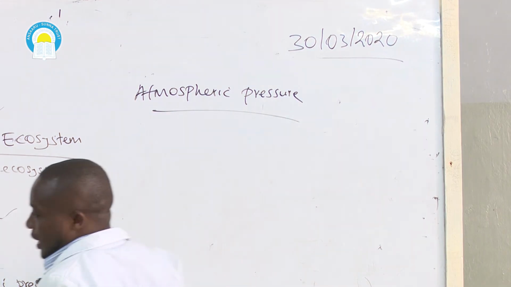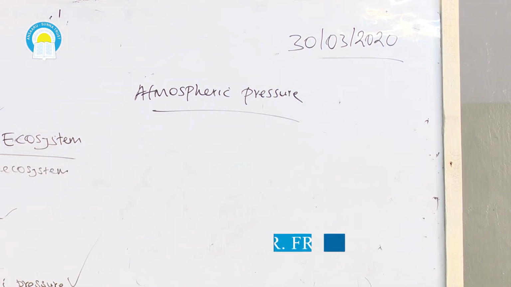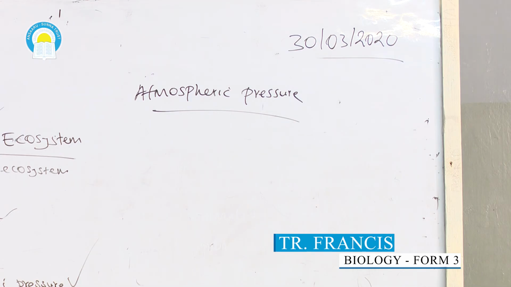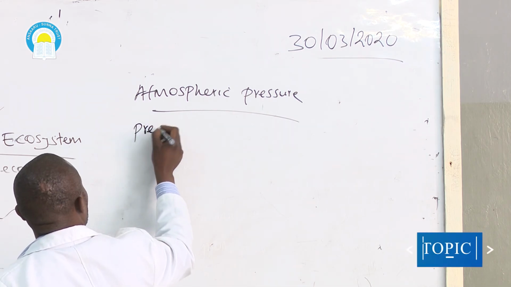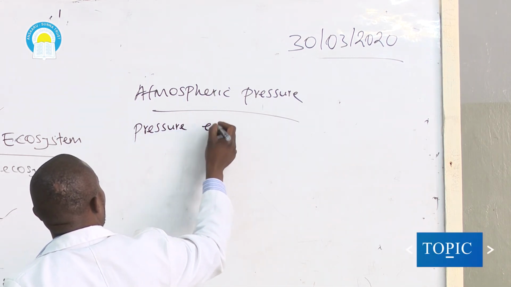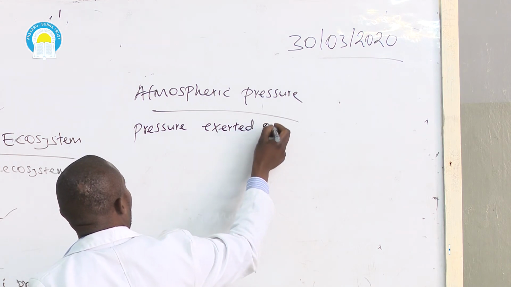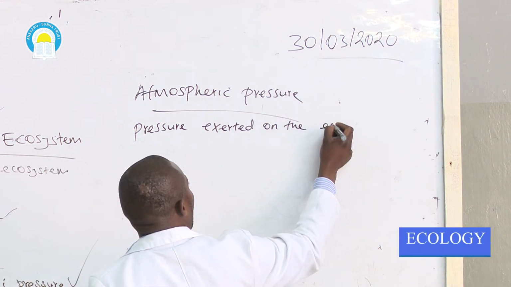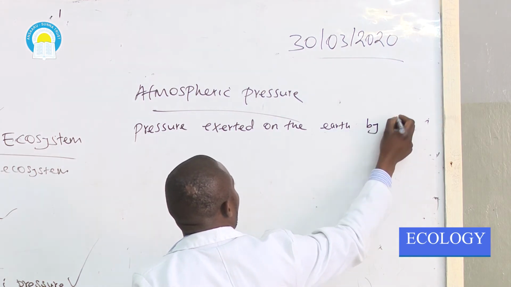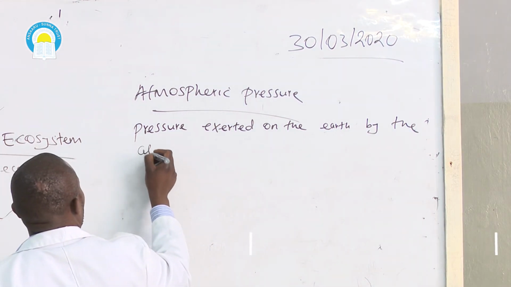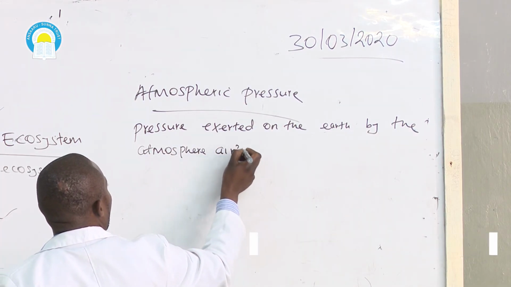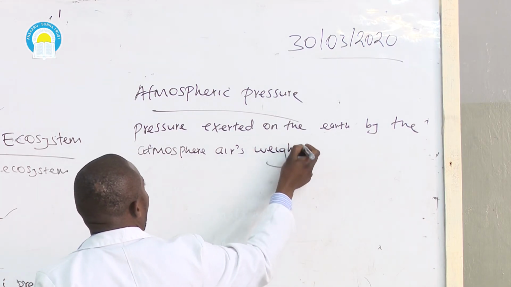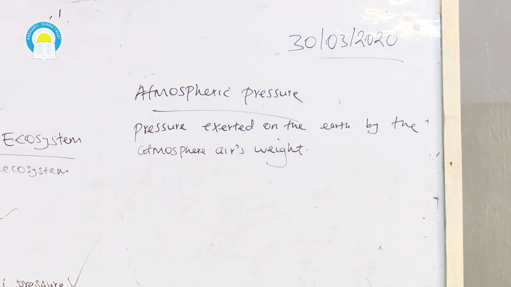Atmospheric pressure as an abiotic factor. When we talk about atmospheric pressure, we are talking about the pressure exerted on the earth by atmospheric air. Pressure exerted on the earth by the atmosphere's air weight.